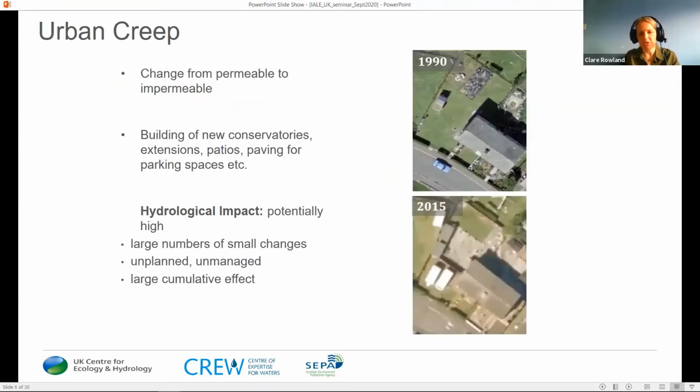And then we looked at categorizing the changes we saw into urban creep. So urban creep is, if you look at this photo here, this is 1990, and you see there's quite a lot of grass in this garden. But by 2015, we've got some sheds here. They've paved over this area. They've paved over the front garden. So there's been a lot of urban creep around that property between 1990 and 2015.